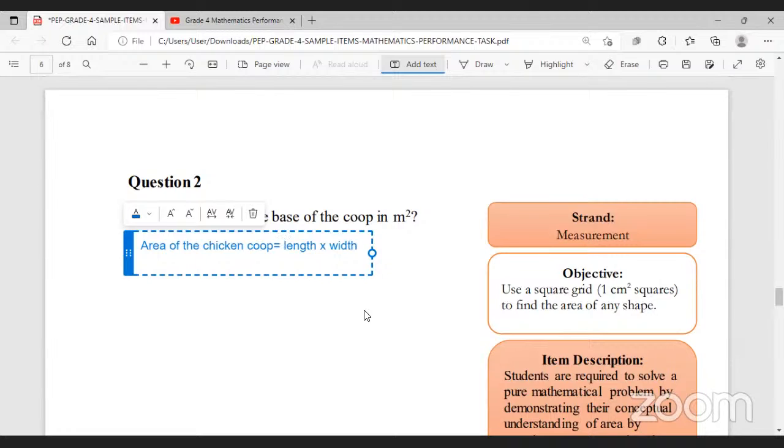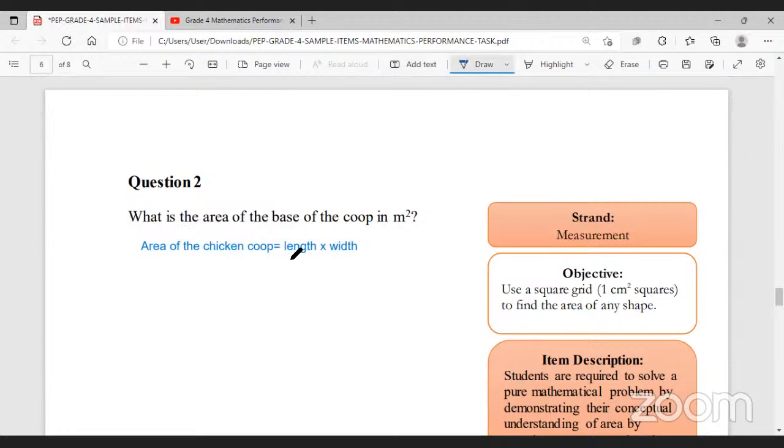So the length was 10 meters, and the width was 4 meters. So now I can multiply 10 by 4 to give me 40. And as I said earlier, the area is measured in squares, so it would be 40 meters squared. So that's the area of my chicken coop.